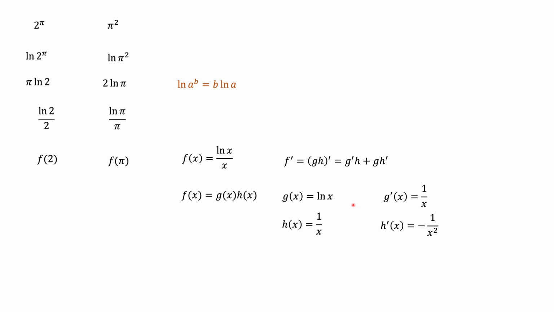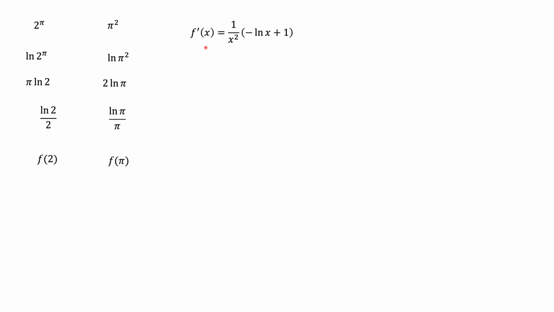The derivative of g is 1 over x, the derivative of h is minus 1 over x squared, because h is a power function. Now if we combine all these together in this formula, we get that the derivative of function f is this. What we need to know is where this function is less than 0, greater than 0, and 0. Notice that 1 over x squared is positive when x is positive. So the sign of this derivative is defined by this parenthesis.